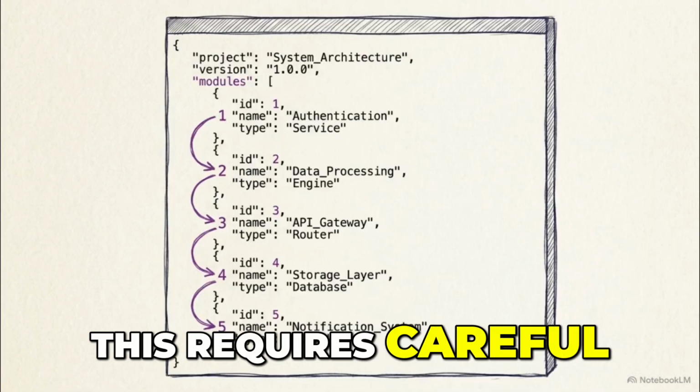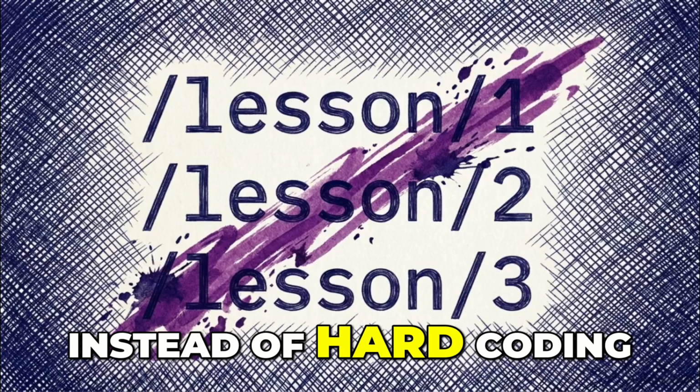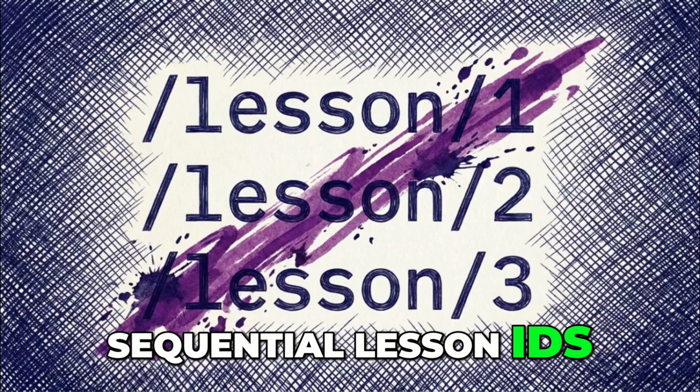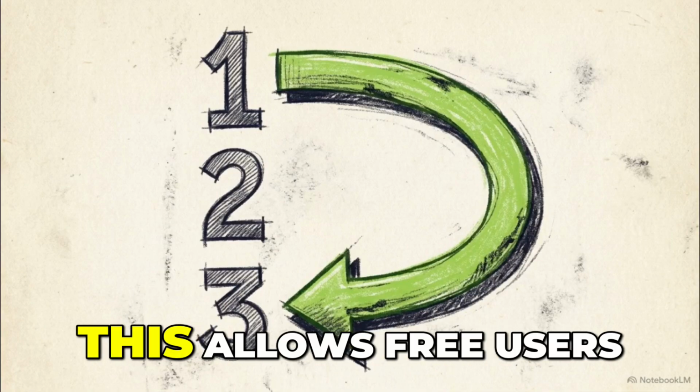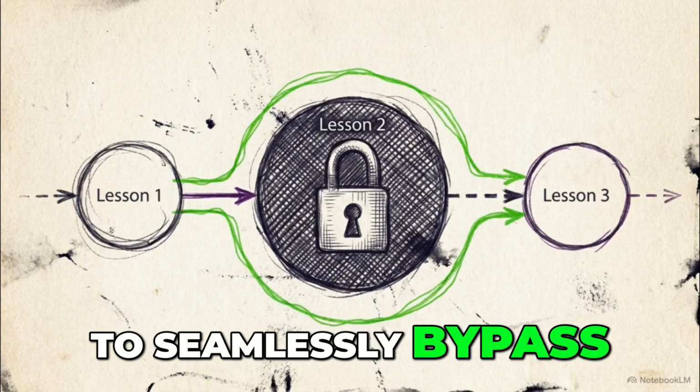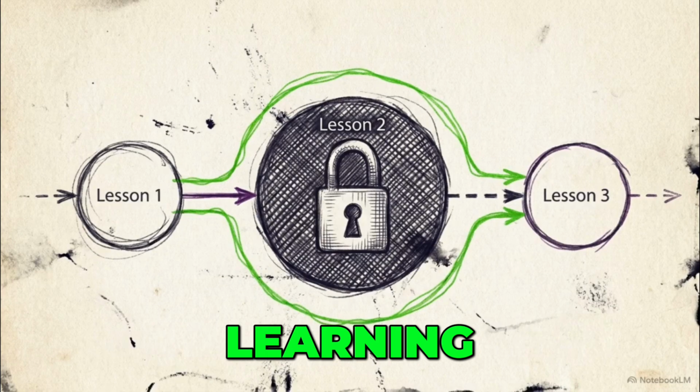This requires careful curriculum routing. Instead of hard-coding sequential lesson IDs, it computes the next lesson based on a module order index. This allows free users to seamlessly bypass locked content and continue learning.